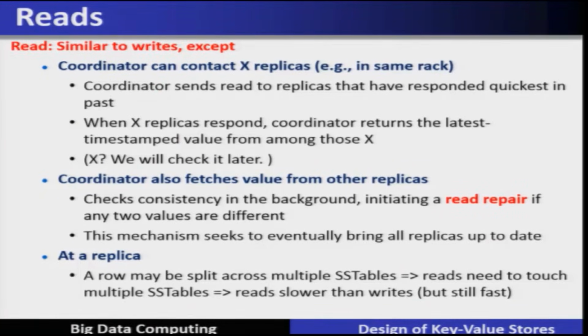Now, let us see the read operation, which is supported in Cassandra. Read is similar to write, except the coordinator can contact X replicas, maybe in the same rack. The coordinator sends the read to the replicas that have responded quickest in the past, and when X replicas respond, the coordinator returns the value with the latest timestamp from among those X replicas. We will see what the value of X is and how we can exploit this for efficiency and in the design of different application systems.